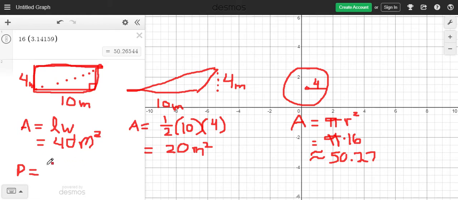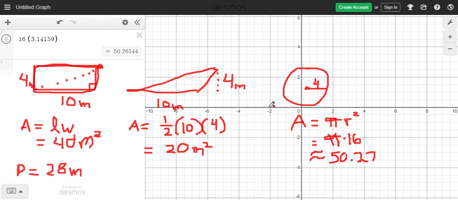So is anybody getting 28 for your perimeter? Hopefully you are. And this would be to the first dimension, just 28 meters. So 10 plus 10, 4 plus 4. And on a rectangle, the opposite sides are always congruent. Same way with a parallelogram.